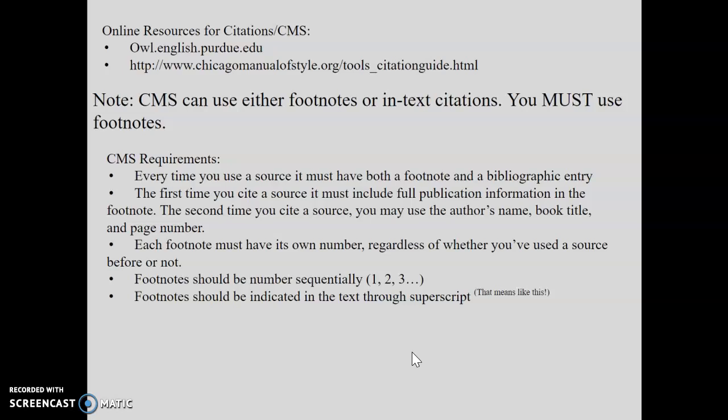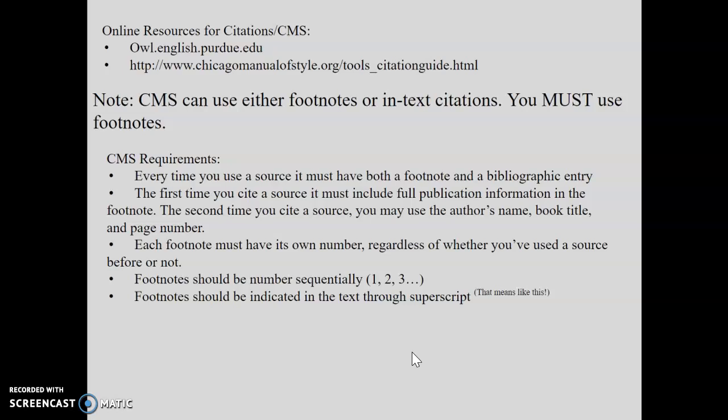The other place that people often struggle using Chicago Manual style for the first time is in the formatting. Honestly, most of these problems are easily avoided if you use your resources, if you use the insert footnote tool in your word processor rather than trying to do your format by hand. But some of the common problems that I see is that each footnote must have its own number, regardless of whether you've used a source before or not.